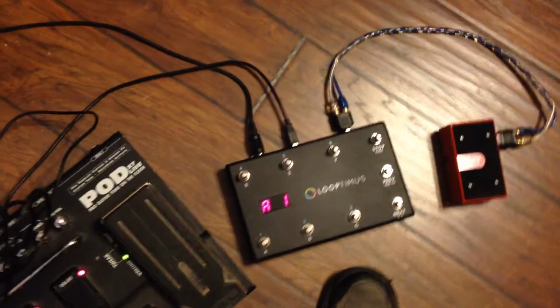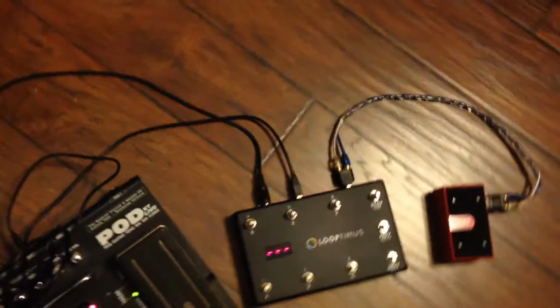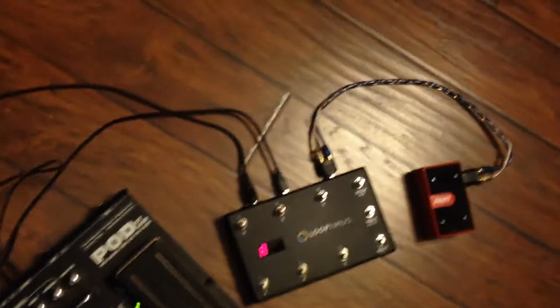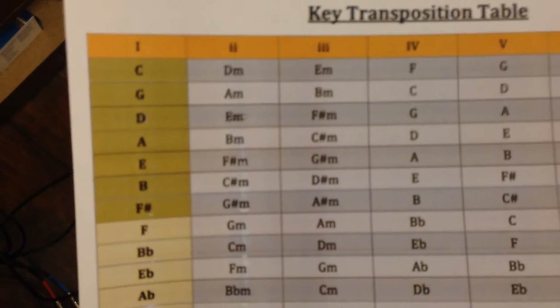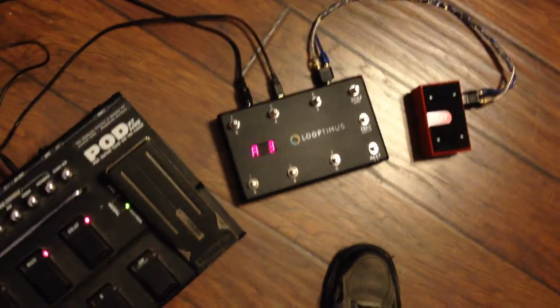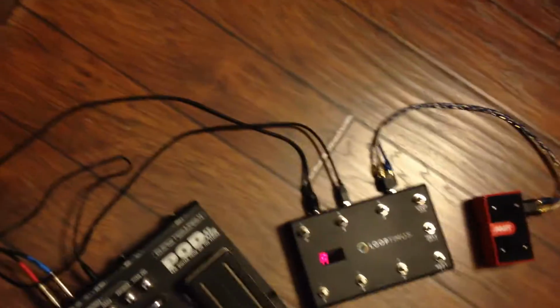And basically, the 6 buttons correspond with the Nashville numbering system, right? So 1 was A, so 2 will be a B minor. So if I hit 2, it's going to play a B minor. If I hit 3, it's a C sharp minor, and so forth. So that's kind of cool.